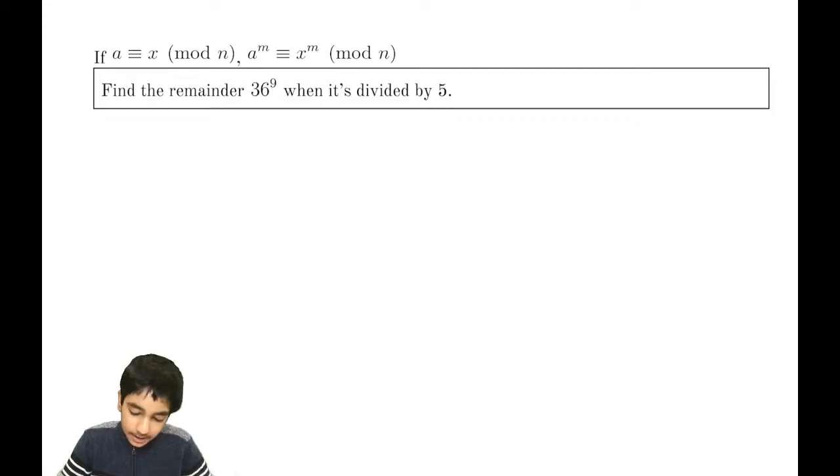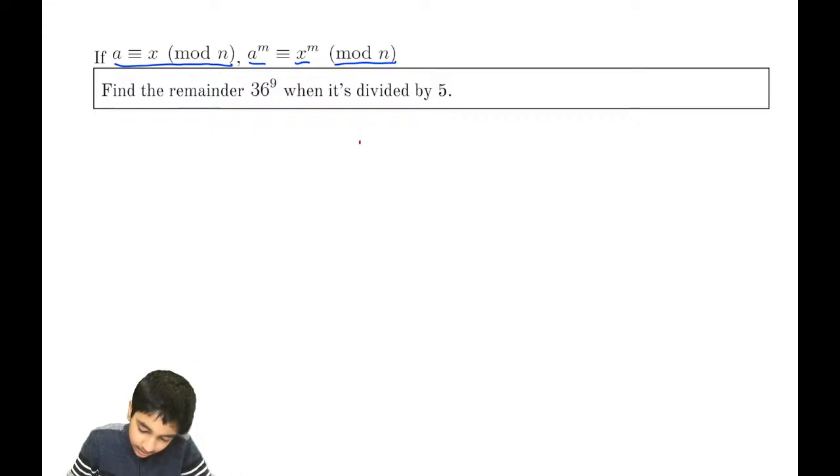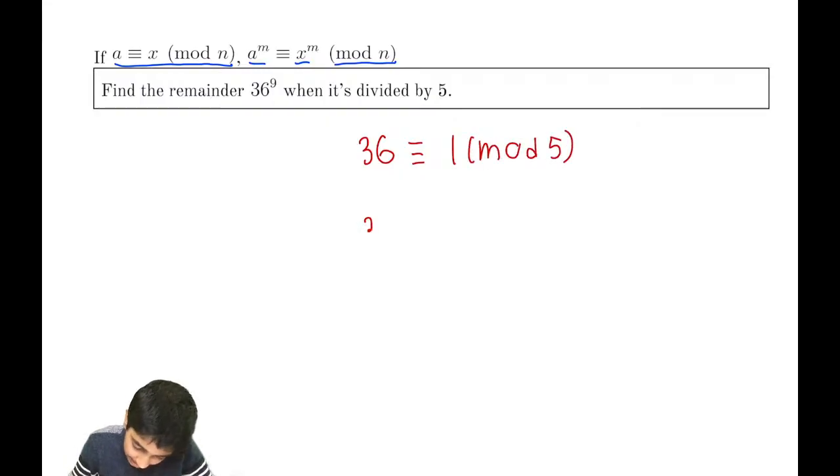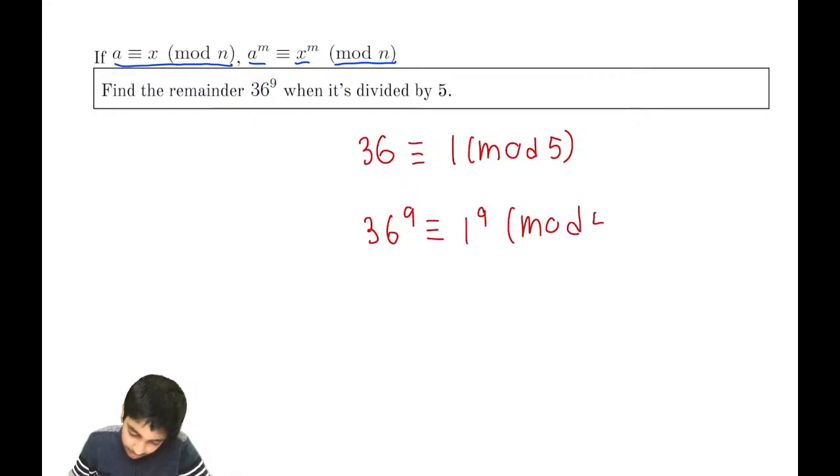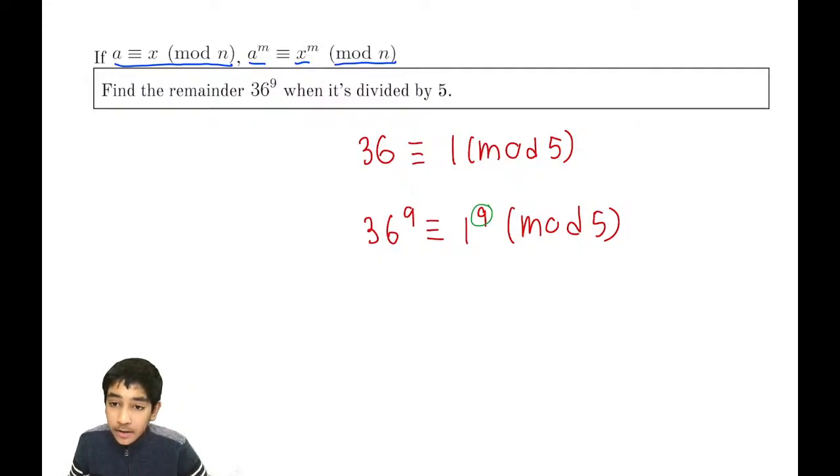So another very important property: if you have a is congruent to x mod n, then we know that a to the n is congruent to x to the n mod n. So here's a very simple example. 36 leaves a remainder of 1 when divided by 5, so it's going to be congruent to 1 mod 5. Right? So 36 to the power of 9 will be congruent to 1 to the power of 9 mod 5. It's as simple as that. Basically, in this case, we have the exponent 9, and a is 36, which is the same as x, or 1 mod 5. So 36 to the 9 is going to be congruent to 1 mod 5.